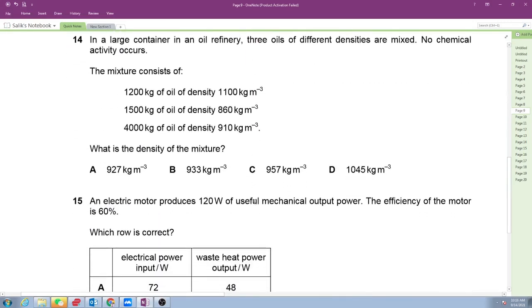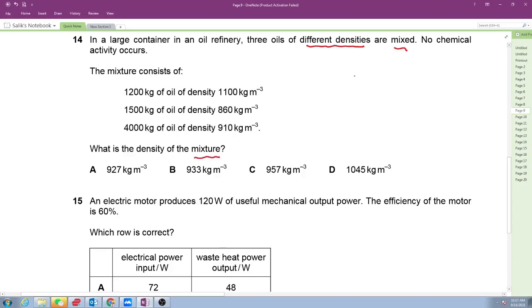Next question is question number 14. For question number 14, data is given in a large container in an oil refinery. Three oils of different densities are mixed. No chemical activity occurs. The information is given to us for oil 1, 2, and 3. What is the density of the mixture?